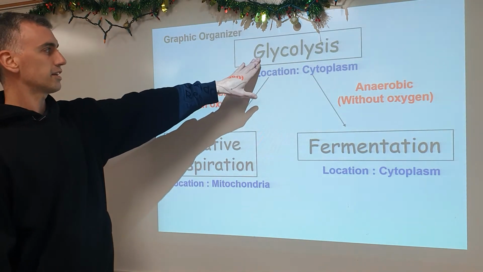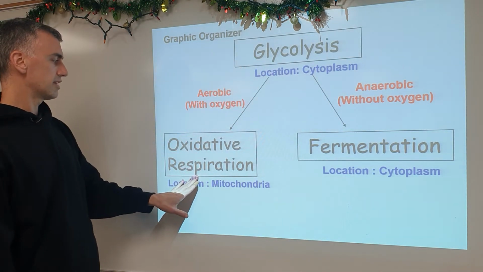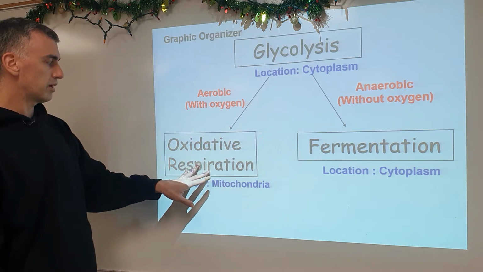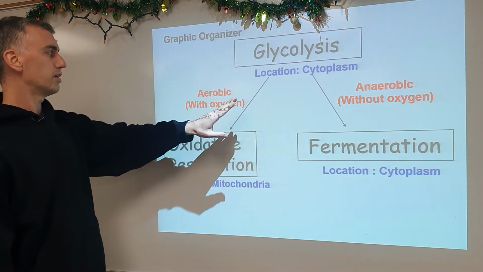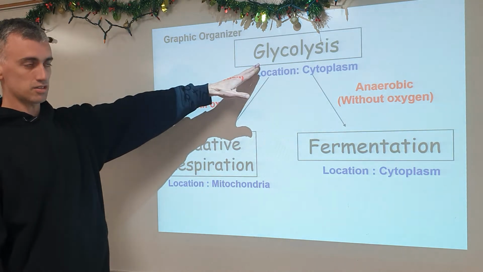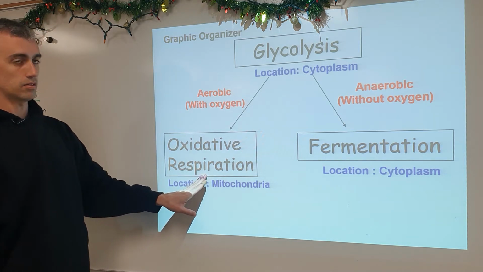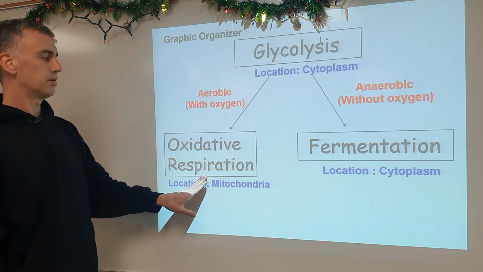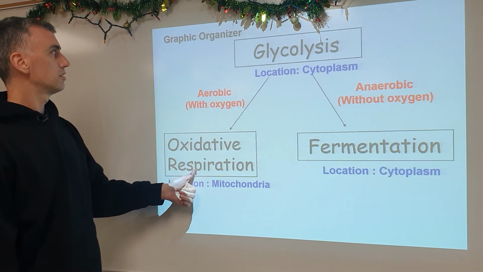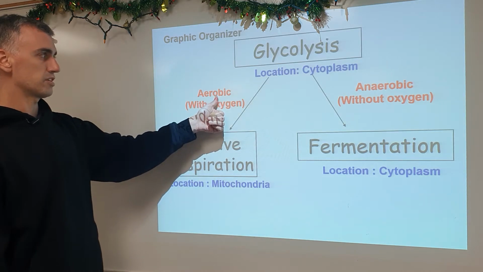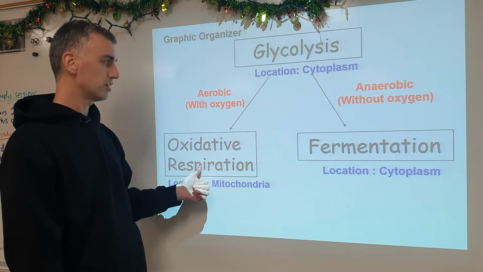Glycolysis is breaking down the glucose. So glycolysis happens under all circumstances. But when oxygen is present, after glycolysis starts breaking down the glucose, you'll have oxidative respiration, also known as cellular respiration. Cellular respiration only occurs when oxygen is present. Without oxygen, instead of cellular respiration, you get fermentation.